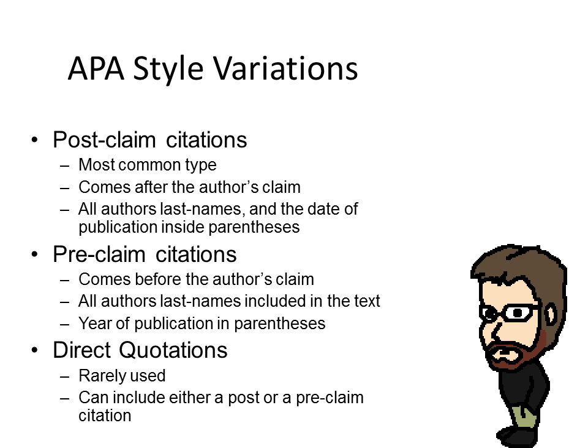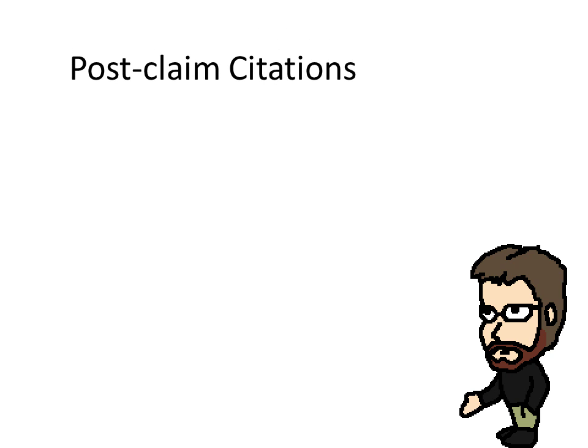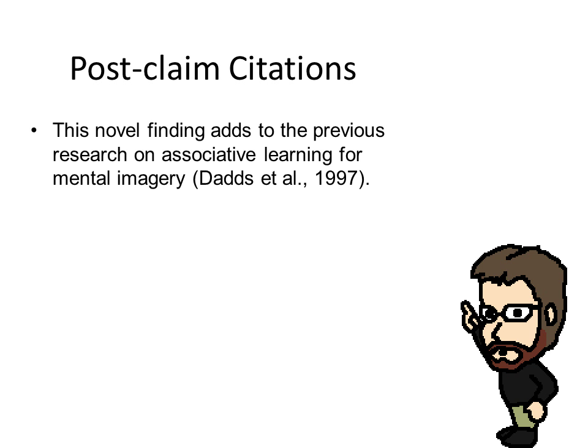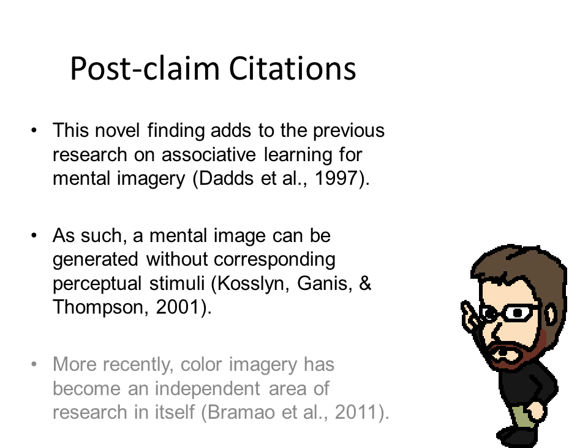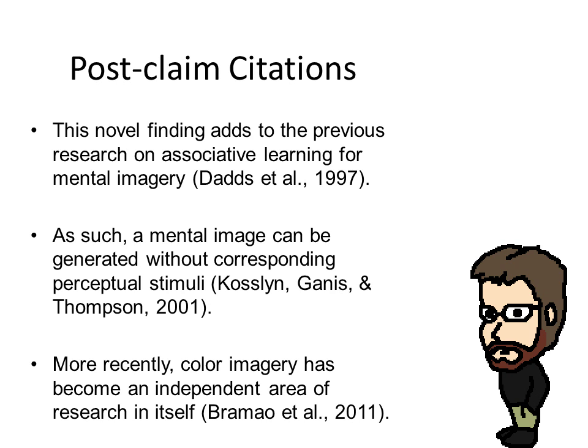First, let's talk about post-claim citations. Post-claim citations are those ones where first you make your claim and then you cite your source. So let's look at a few examples. Here's one, here's another, and here's one more. If you look at these three, you'll see that they all have the same basic structure. They have that claim that comes first, and then at the end of the sentence, we see inside parentheses the authors' last names and the year of publication.